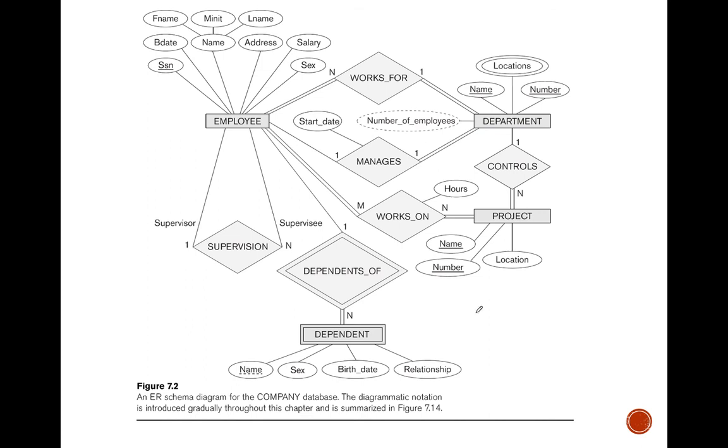The next slide is the ER model. This is an example of the ER model of our company database. We are familiar with the relational schema of the company database, but this is the more conceptual, higher level model of the company database. In this chapter we are going to talk about the step-by-step process of how we generate this conceptual model of the company database.